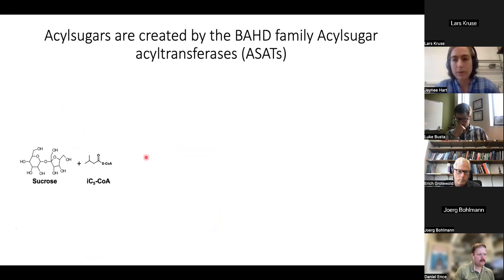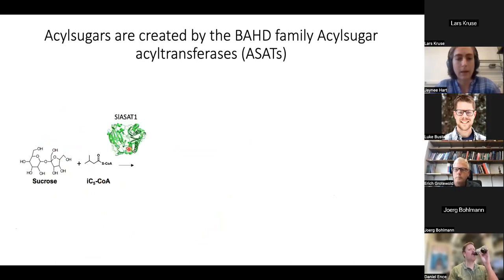So how are these acyl sugars actually made? They're made by a large family of acyltransferases that are pretty ubiquitous in flowering plants called BAHD. And BAHDs typically use an acyl acceptor, in this case it is sucrose, and an acyl-CoA donor. And the BAHD enzyme, in this case ASAT1, transfers the acyl chain from the acyl-CoA to the sucrose, in this case to make a monoacyl sugar.